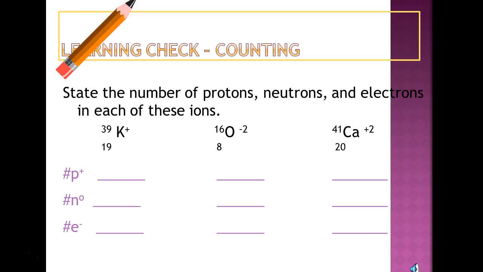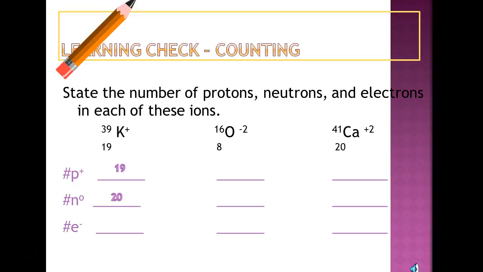All right, so let's get some practice here. If you were looking at the isotope symbol for these ions, you can figure out how many protons, neutrons, and electrons they each have. For example, this is potassium 39, with mass number 39 and atomic number 19. The proton number is the same as the atomic number, so 19. For neutrons, you take the mass number and subtract the number of protons, so 39 minus 19 leaves us with 20.